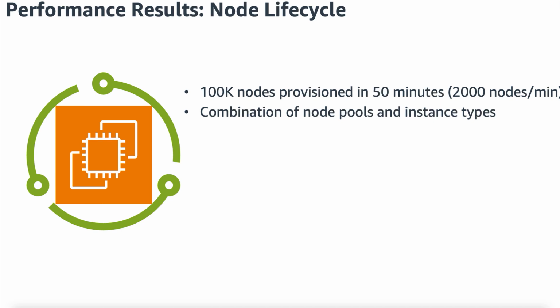Let's examine the quantified performance results from our comprehensive testing, starting with node lifecycle operations. We used Karpenter to launch 100,000 Amazon EC2 instances with a combination of node pools and instance types. This massive provisioning operation completed in 50 minutes, achieving a sustained rate of 2,000 ready nodes joining the cluster per minute.